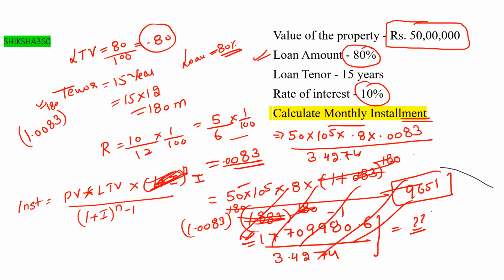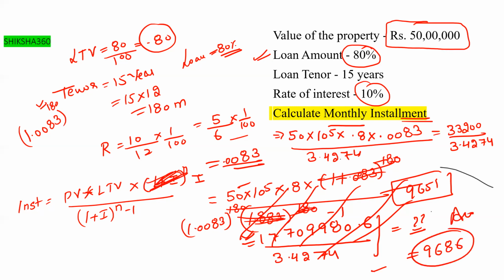In the numerator, we will get 33200 upon 3.4274. When we divide 33200 by 3.4274, we will get 9686. The exact answer is 9686. So here we made a little mistake.